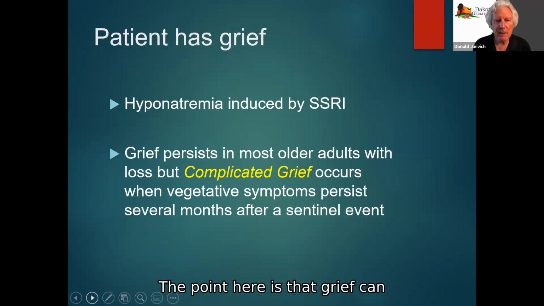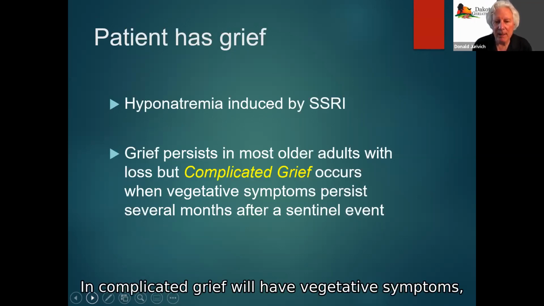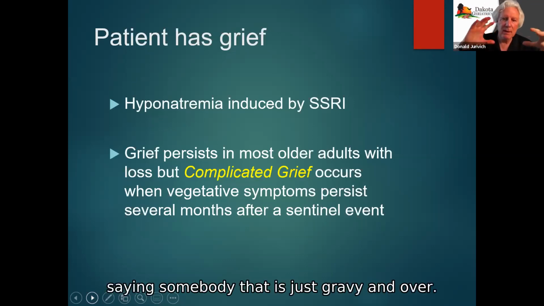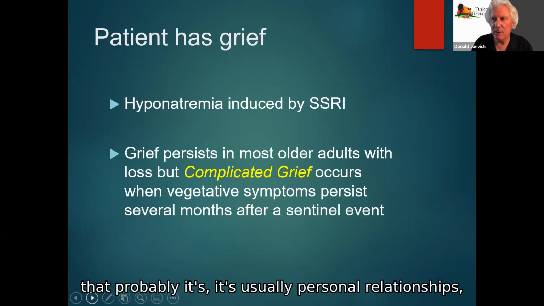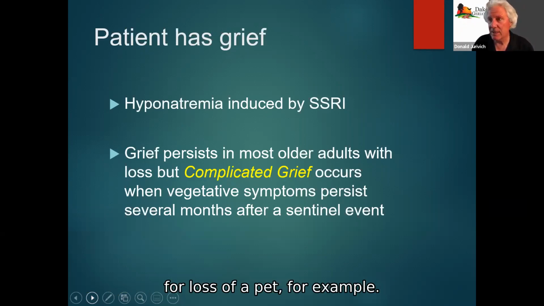So the point here is that grief can persist for quite a while, but complicated grief, which is different than regular grief, I guess, I don't know if there's a word to describe it, will have vegetative symptoms and will last for months after a very clear event, as opposed to somebody that's just grieving over loss of money, for example. It's usually personal relationships, although I suppose you could have complicated grief for possibly loss of a pet, for example.